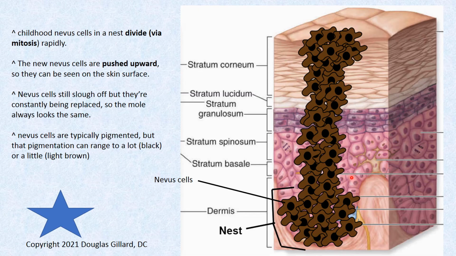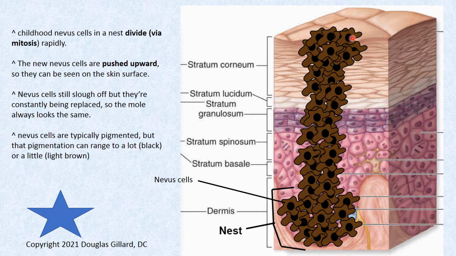There's 3 different types we'll look at. But so here's the dermis down here. This is the epidermis, all the layers, of course. And down here at the very bottom of the epidermis, we have a group of these nest cells. And these cells have the ability to divide via mitosis. And as they divide, the baby ones are pushed up and up and up. And that's basically what a mole is. It's just a bunch of these nevus cells that have been replicated.